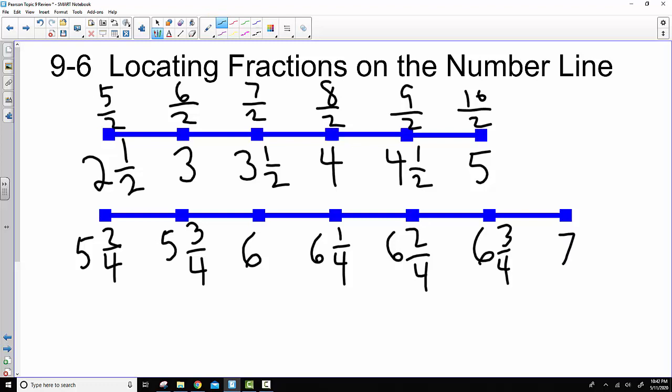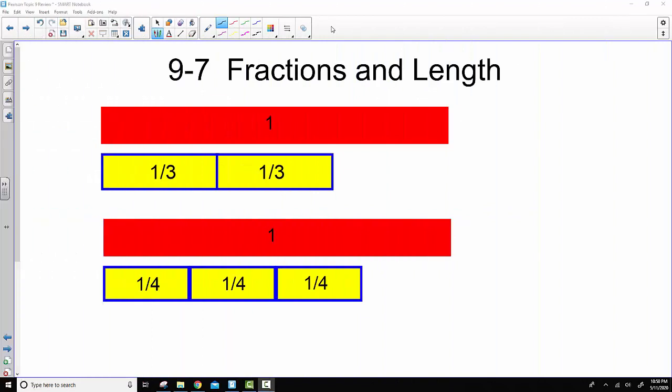So as you can see, both number lines have equal spacing. The denominators stay exactly the same throughout the number line. Our final concept for today's video is fractions and length. Length describes how long something is.